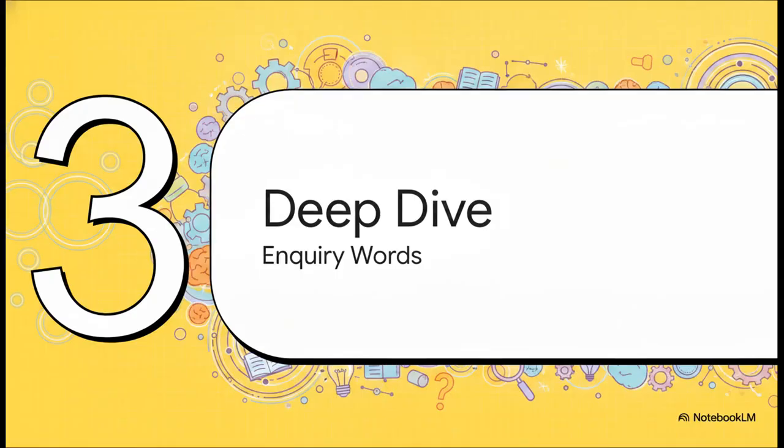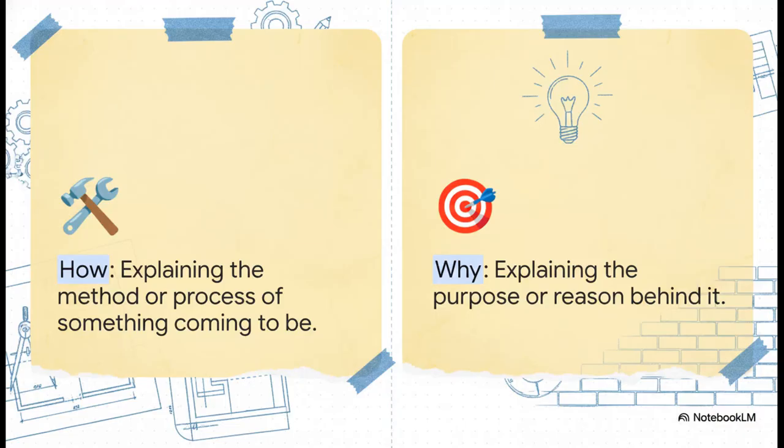All right, Section 3. Let's take a deep dive into inquiry words. It is absolutely crucial to spot the difference here. How asks for the method, the process of something coming to be. But why? That requires a totally different, much higher level of thinking. With why, you're explaining the purpose or the deeper reason behind it.